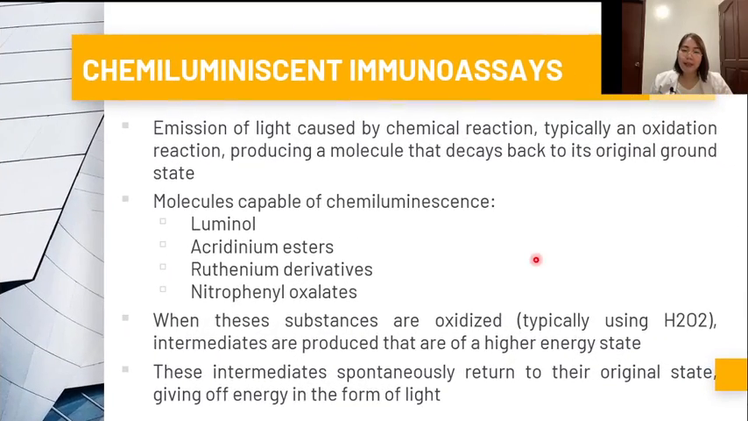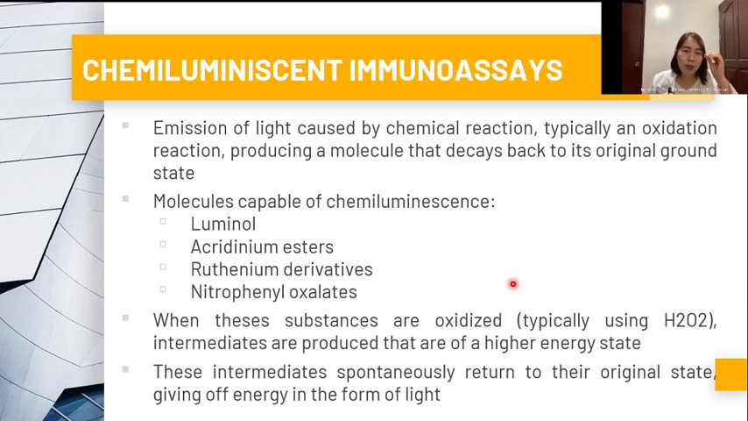Alright? And lastly, we have the chemiluminescence or chemiluminescent immunoassays. So, chemiluminescence are emissions of light caused by chemical reaction, typically an oxidation reaction producing a molecule that decays back to its original ground state. Molecules capable of chemiluminescence include luminol, acridinium esters, ruthenium derivatives, and nitrophenyl oxalates. When these substances are oxidized, typically by hydrogen peroxide, intermediates are produced that are of higher energy states. And these intermediates spontaneously return to their original state, giving off energy in the form of light. And that light emission is what is being measured.